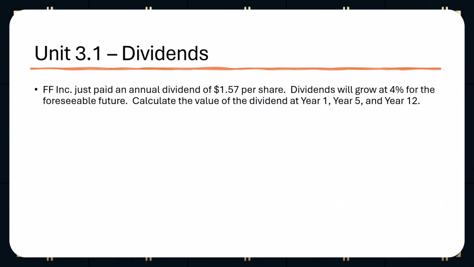FF Inc. just paid an annual dividend of $1.57 per share. That tells me that this is, in fact, div 0. Dividends will grow at 4% for the foreseeable future. Calculate the value of the dividend at the end of year 1, the end of year 5, and the end of year 12. Well, we know the dividend just paid was $1.57. So to find the dividend 1 year from now, we will simply multiply that by 1.04 raised to the 1 in theory. I won't write that, but that's how we would find it. We're growing that dividend by exactly 4%.